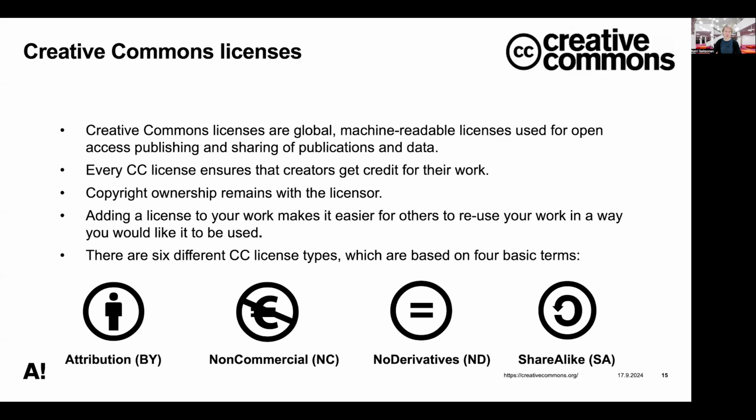This is in contrast to publishing your article non-open access, where usually you need to sign a copyright transfer agreement, and then the publisher can control how the material is reused. There are 6 different Creative Commons license types, and these are based on 4 basic terms: attribution BY, non-commercial NC, no derivatives ND, and share-alike SA.